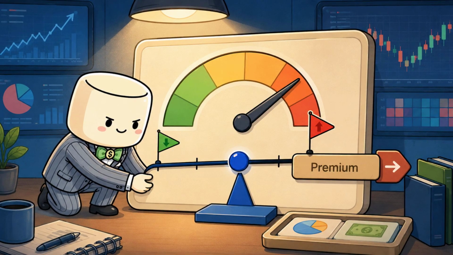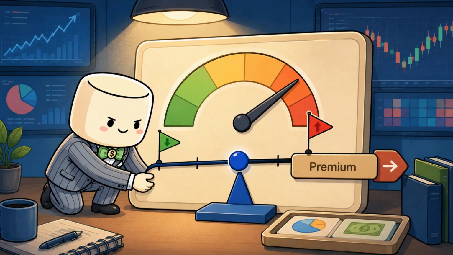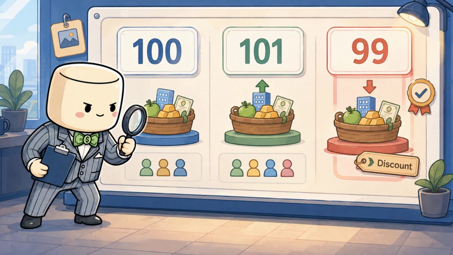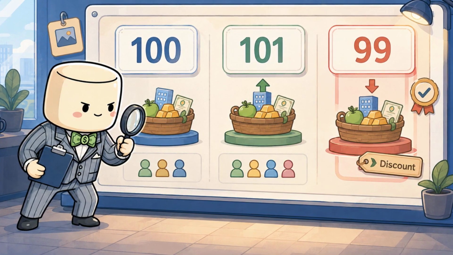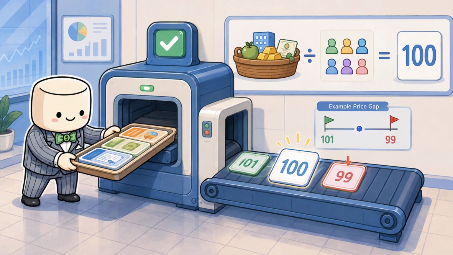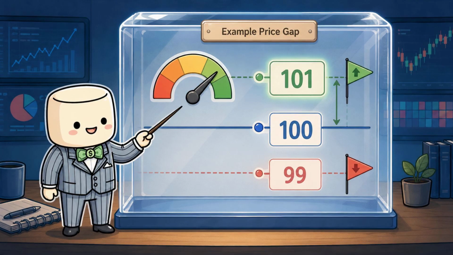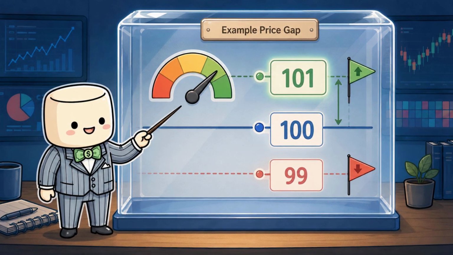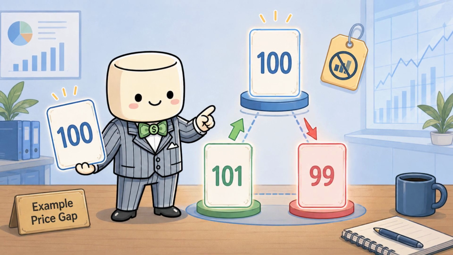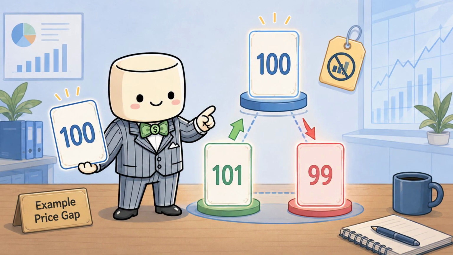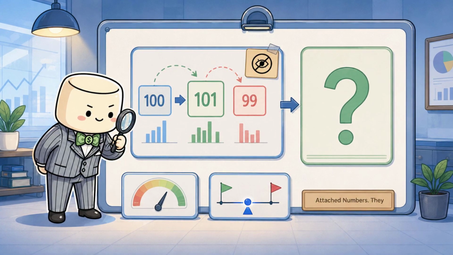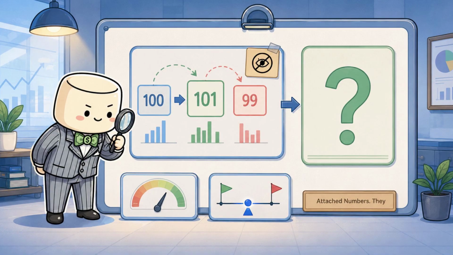Sometimes the market price is above the value of the underlying holdings. That is a premium. Sometimes the market price is below the value of the underlying holdings. That is a discount. For a simple example, imagine the basket behind an ETF is worth about $100 per share equivalent. If the ETF is trading at $101, it is trading above that underlying value. If it is trading at $99, it is trading below that underlying value. Now, do not get too attached to those numbers. They are only an illustration.